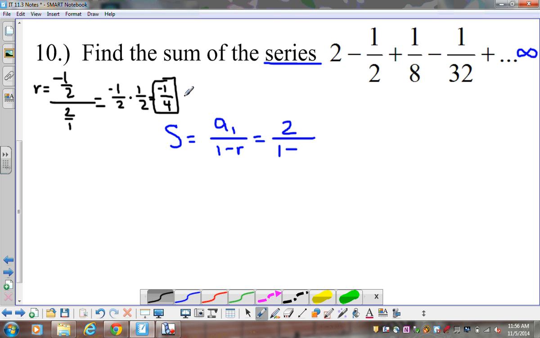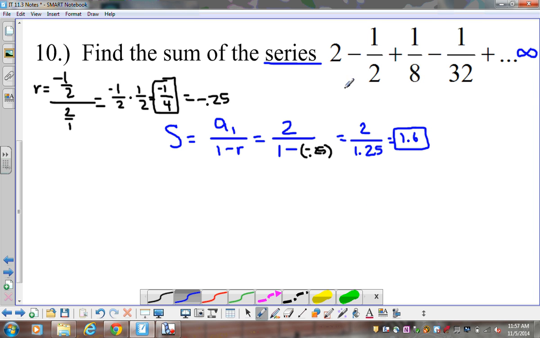I'm going to call that negative 0.25 just for ease. So it's going to be 1 minus, parentheses, negative 0.25. All right. So I got my first term divided by 1 minus my common ratio. So my first term is 2 over, now 1 minus a negative 0.25 is 1 plus 0.25, which will be 1.25. And then 2 divided by 1.25 is 1.6.